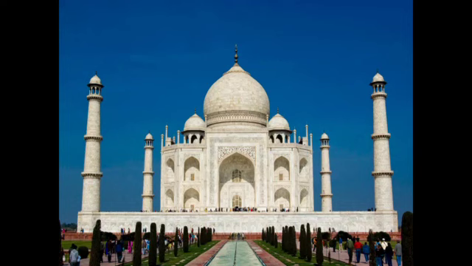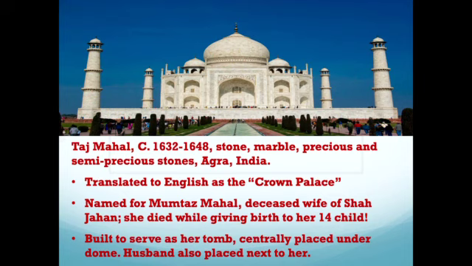We have it there. We've got the white stone. As we get closer, you'll see some arabesques and you'll see some calligraphy. It's translated into English as the Crown Palace. It's made out of marble, precious and semi-precious stones. It's located in India, in one of the far eastern reaches of the world where Islam spread to. Again, named for Mumtaz Mahal.